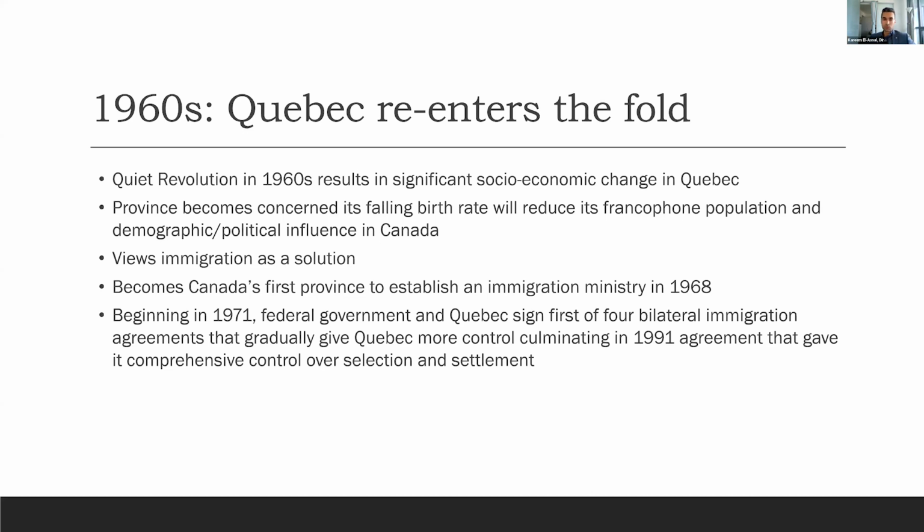And so the province was actually very astute in recognizing immigration as a tool to support its demographic, economic, and political weight in Canada. And so Quebec was really a pioneer in this regard. And essentially, their view on the importance of immigration in the 1960s eventually translated to the rest of the provinces.